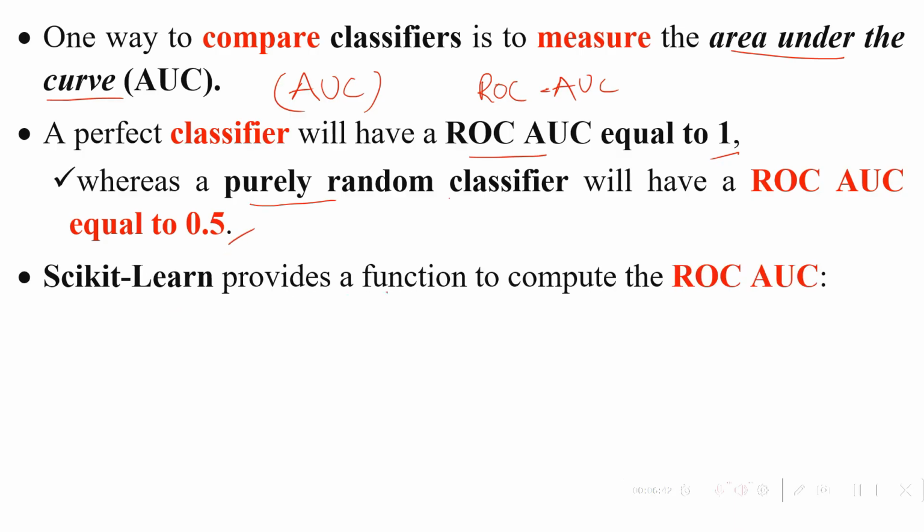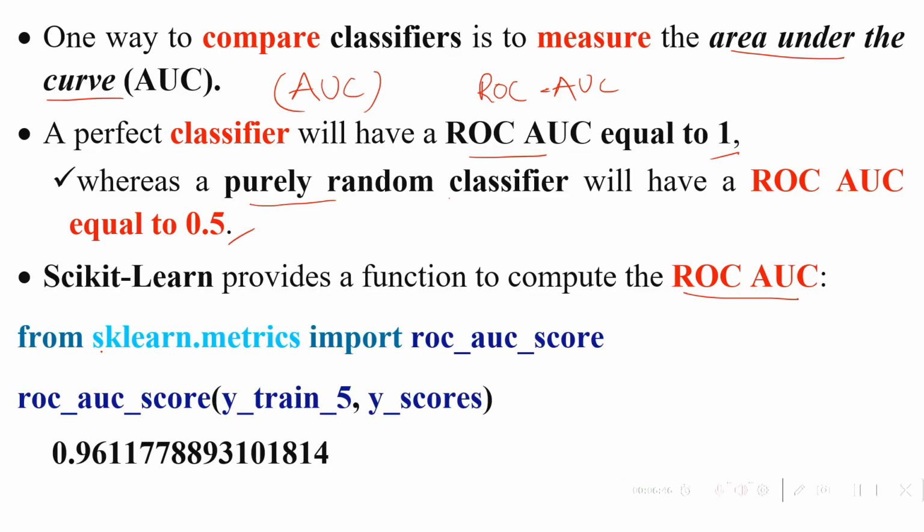Scikit-learn provides a function to compute the ROC-AUC score. From sklearn.metrics import roc_auc_score, then roc_auc_score(y_train_5, y_scores). It gives 0.96, which is very close to 1.